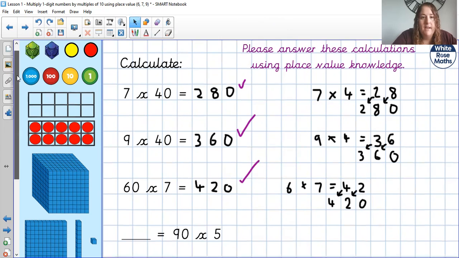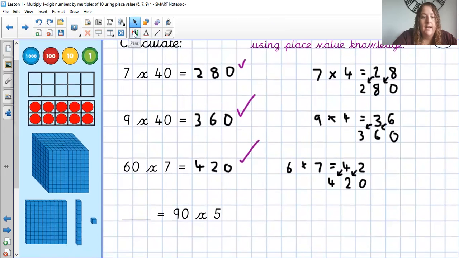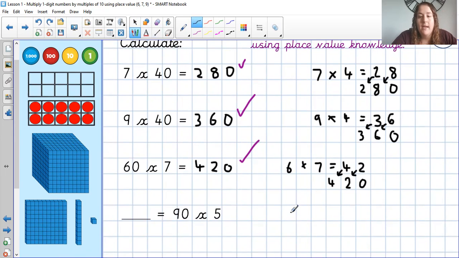Okay, just going to move it down very slightly for the last calculation then. So 9 or something is equal to 90 times 5. Again, we know it doesn't matter what way around the calculations happen. And we're going to start then with working out what 9 times 5 is first of all.